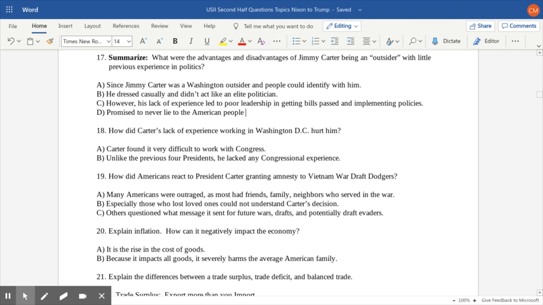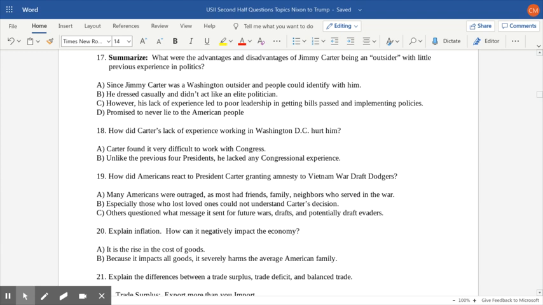So instead of punishing them, President Carter decided we wanted to just move on from Vietnam, and he decided to grant a full pardon or amnesty to those who had not served during the Vietnam War, had kind of dodged the draft.